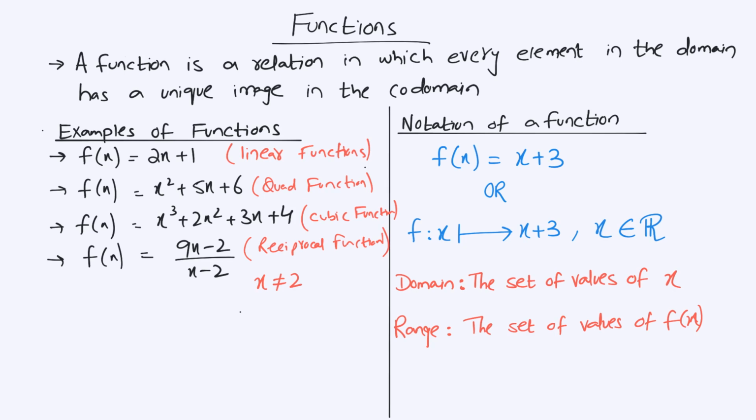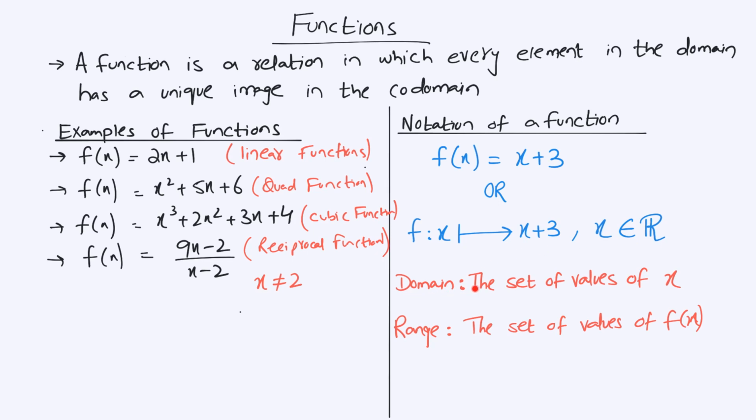Now the thing is how you write a function. A function can be written in two forms. These are the two forms. You can write f of x is equal to x plus 3, that's one of the forms, or f such that x maps to x plus 3, which also means that f is a function of x plus 3, with an arrow over here, and you write the domain after it. x belongs to all real values.